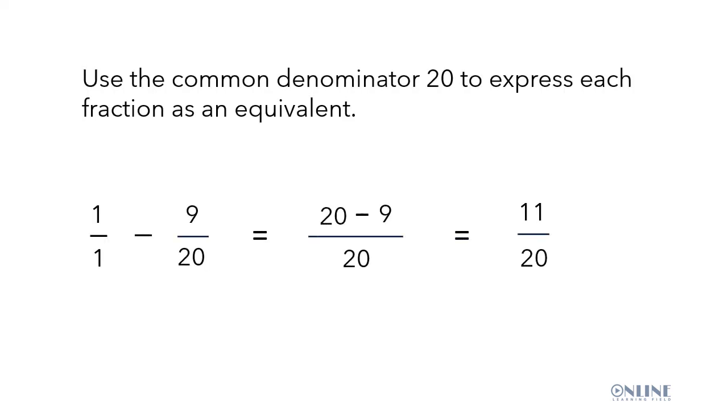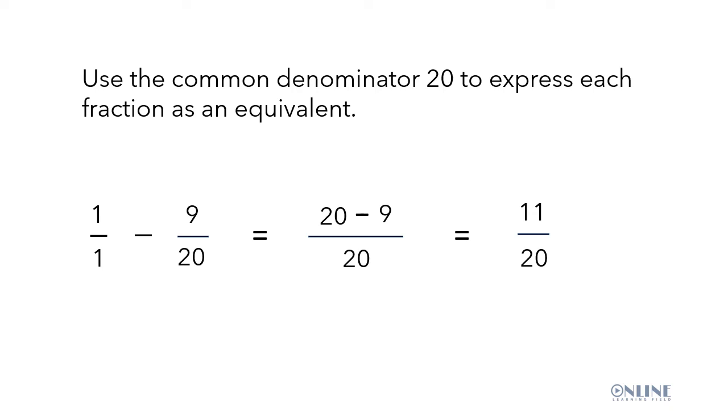The next step is to use the common denominator 20 to express each fraction as an equivalent. The procedure is simple. 1 can divide 20 20 times. Multiply this 20 by 1, which is the numerator of 1/1. That will give us 20. Write 20 above the division line and add the subtraction sign next to it.